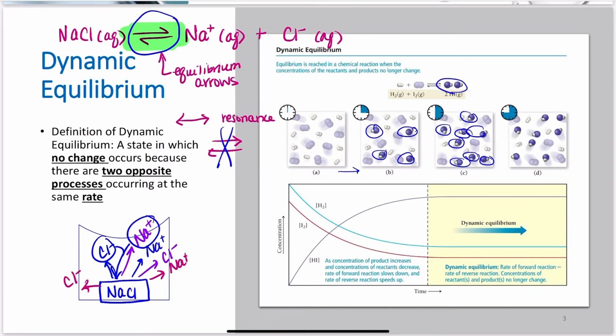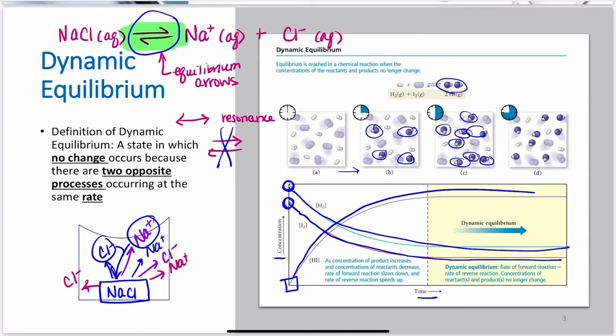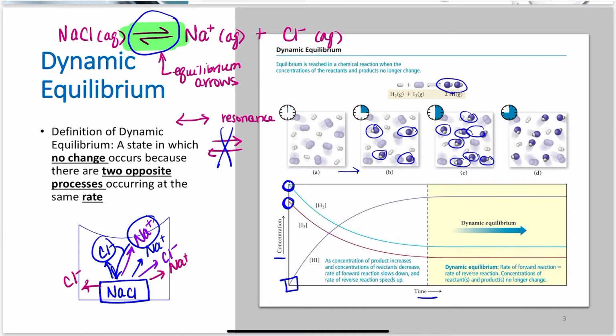So if we look at a graph here, concentration versus time, we see initially we have a certain concentration of H2 present and a certain concentration of I2 present, and we don't have any HI present. Over time, though, our concentration of I2 has decreased, our concentration of H2 has decreased, and our concentration of HI has increased. What we're talking about in this chapter, at equilibrium, is when we've reached that steady state, when the rate of the forward reaction is equal to the rate of the reverse reaction.